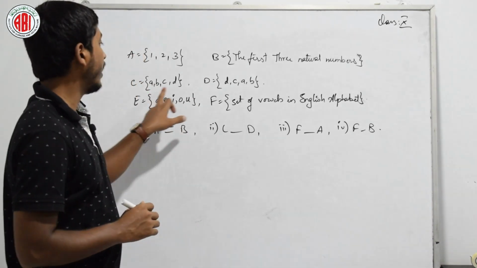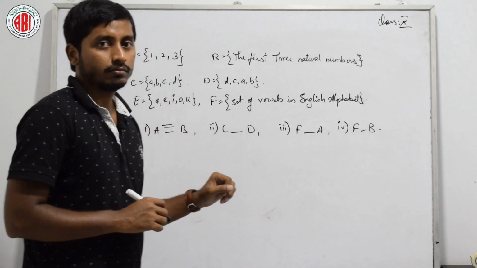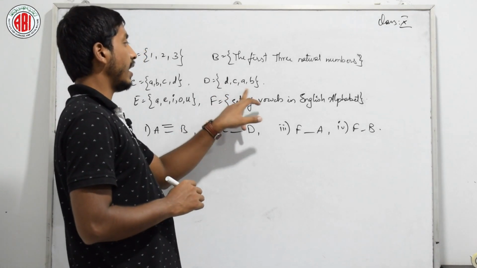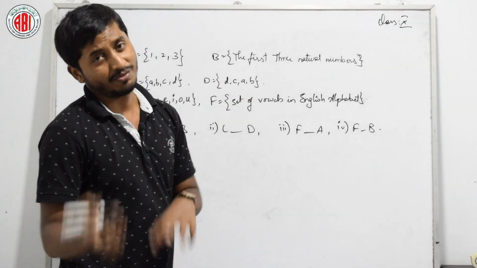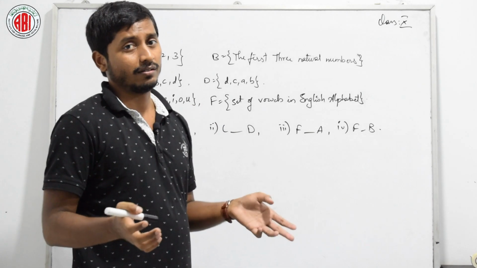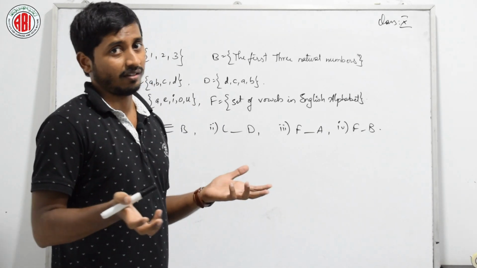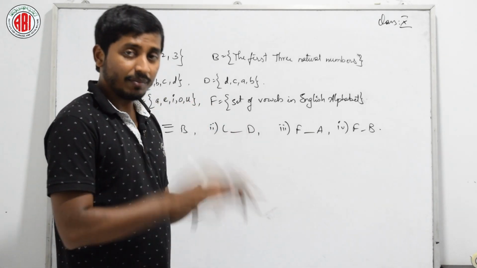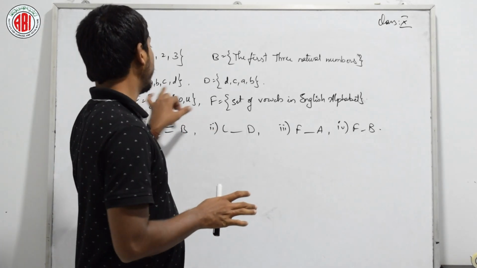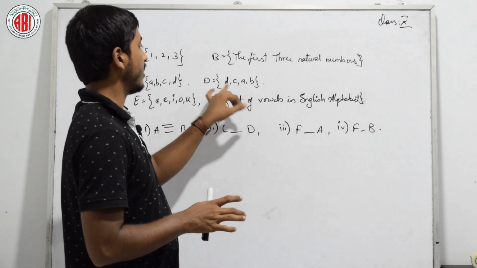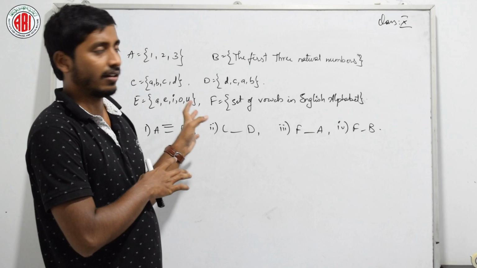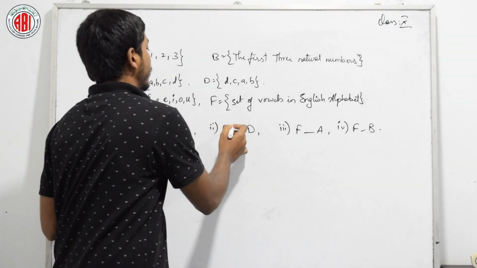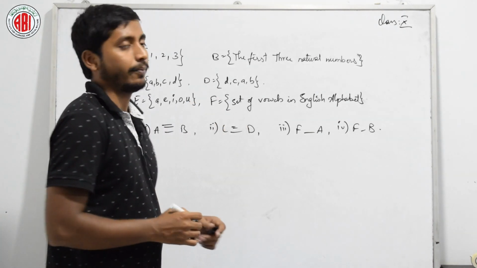Then what about C and D? What is C? A, B, C, D. What is D? D, C, A, B. Whether we write it as 1, 2, 3, 4 or 4, 3, 2, 1, both are the same set. Is it clear? The same elements it has. Here A, B, C, D. Here also the same A, B, C, D. All 4 elements are there. Therefore, C is also equal to D.